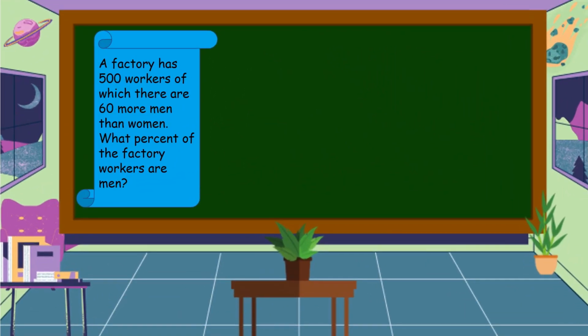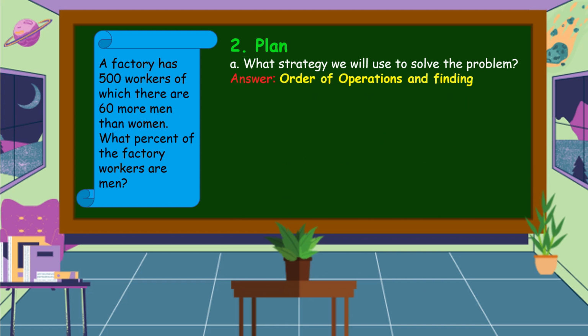So next natin gagawin ay bubuo na tayo ng plan kung paano natin ma-solve ang problem. What strategy that we're going to use? So in this problem, to know how many men and women, first we're going to use the order of operations.